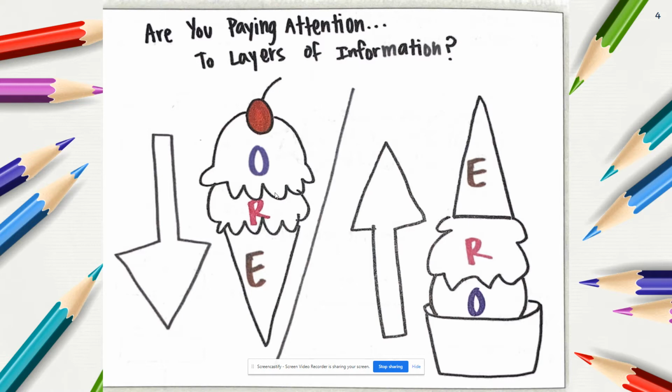Remember, readers, the opinion, the reasoning, and the evidence works like layers in an ice cream. The evidence is the cone. The reasoning is that first layer of ice cream. Then the opinion is the top ice cream scoop with the cherry on top. That's the main idea or the opinion that the author is trying to present.